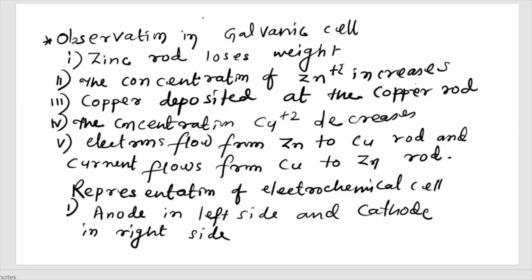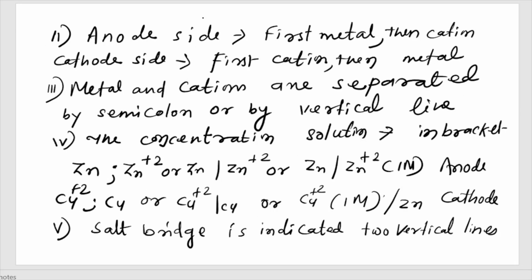Then, the representation of an electrochemical cell. One electrochemical cell, that is a galvanic cell, you are preparing. But how can you represent it? You cannot write the whole electrochemical cell; you should write it in short form. And how? Anode on the left side, cathode on the right side is the first point. Remember, the anode is always on the left side and the cathode on the right side. The anode loses electrons and the cathode side gains electrons.